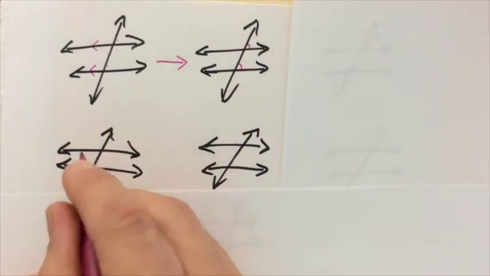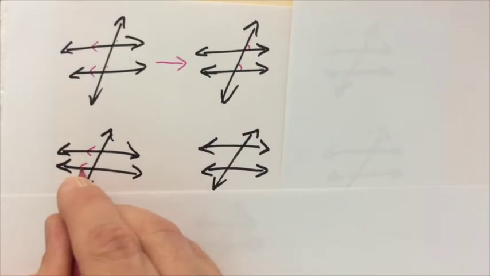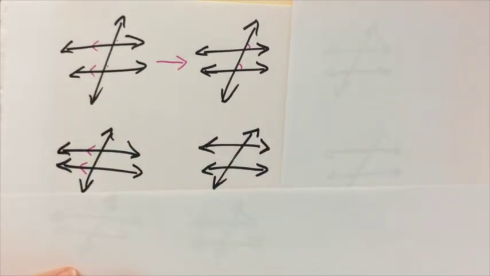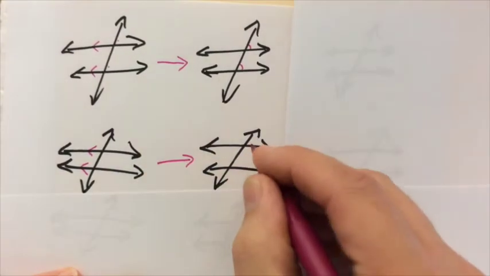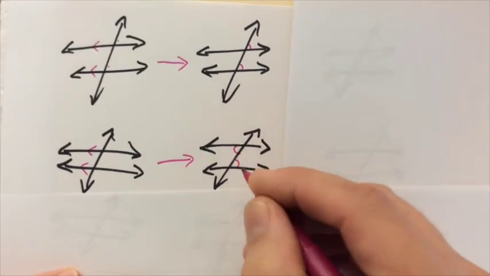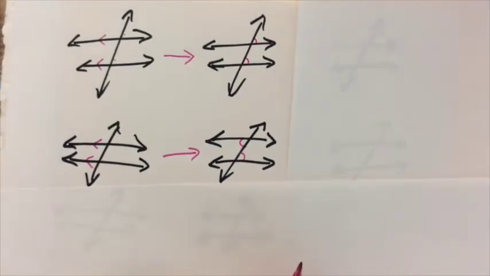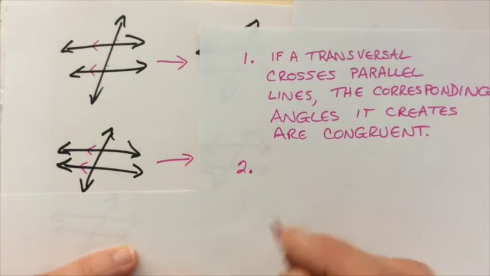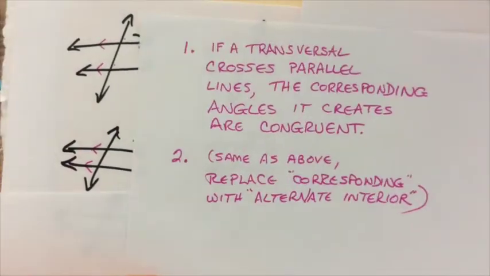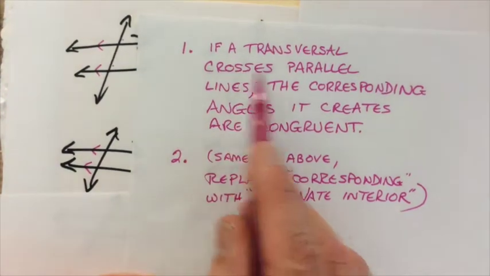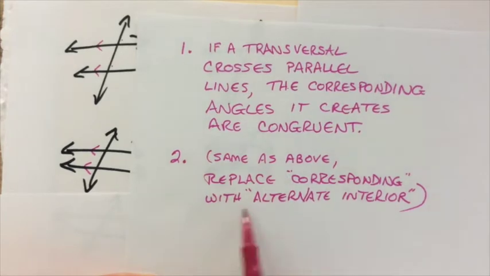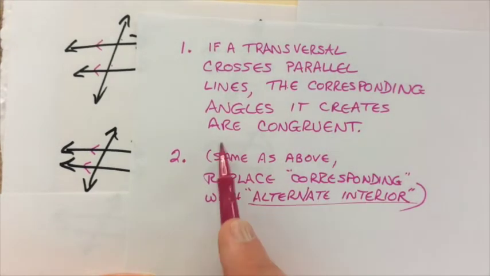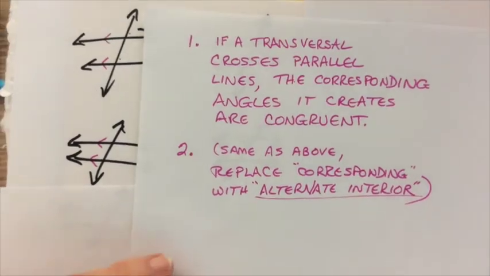What else do I know if the two lines are parallel? This tells me that the alternate interior angles are also congruent. Fact two, same as above, except you're going to replace corresponding angles with alternate interior angles. If a transversal crosses parallel lines, the alternate interior angles it creates are congruent. That's fact two. Interesting.